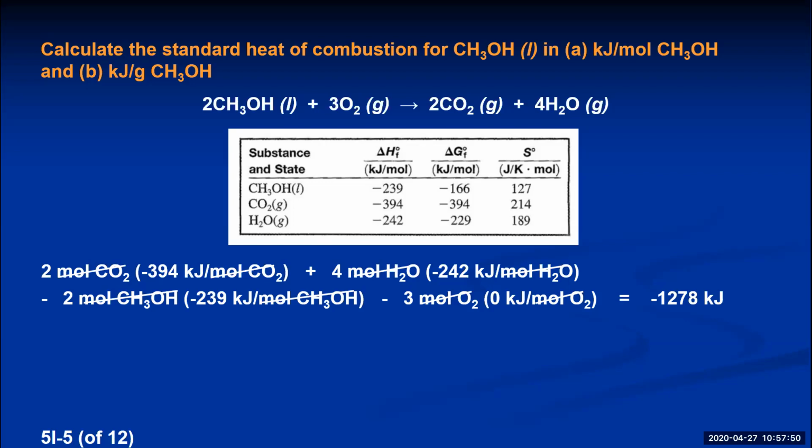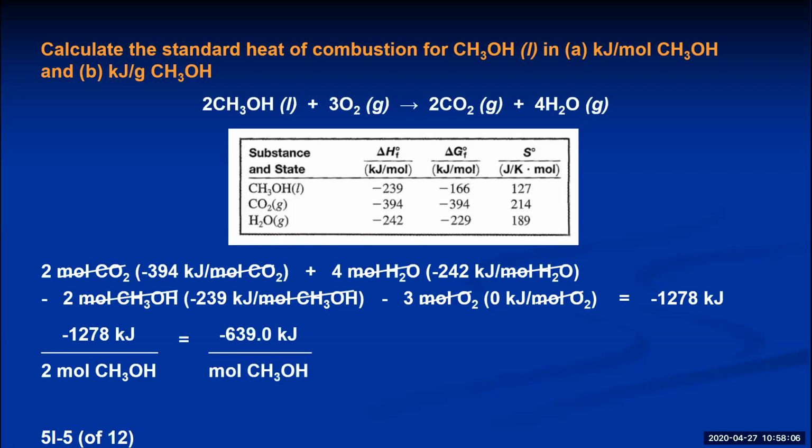For A, they want this in kilojoules per mole of methanol. So I did this theoretically based upon an equation in which 2 moles of methanol were being burned. So I'm going to divide that number by 2 moles. And if you divide these out, you're going to have the answer in kilojoules per mole. And that comes out to be negative 639.0 kilojoules per mole.